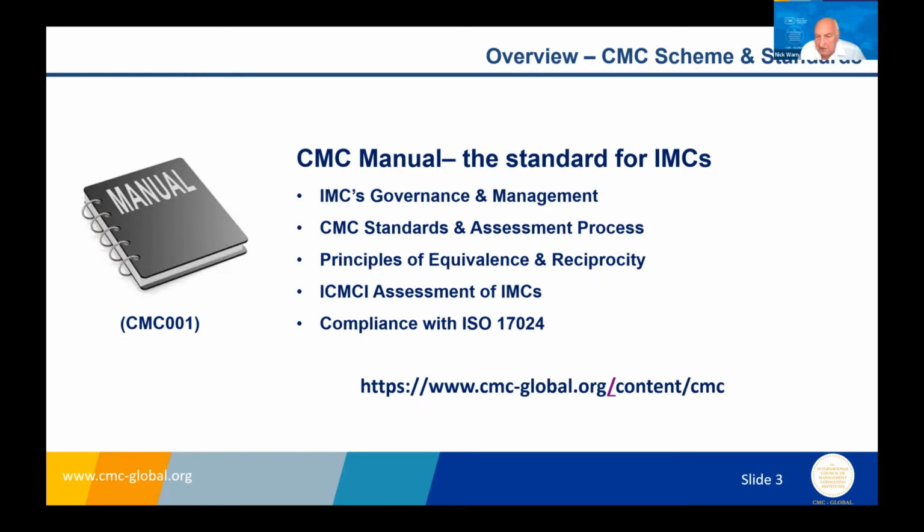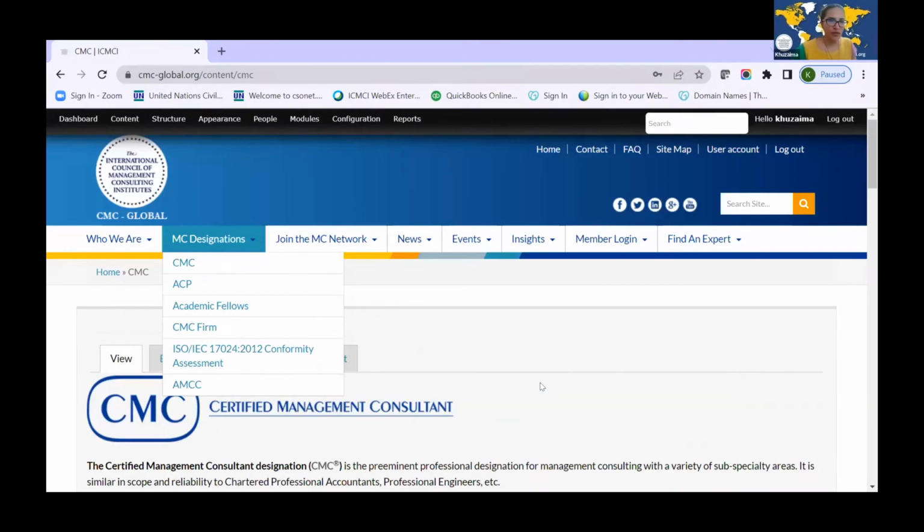Now, just to illustrate to you where these elements are on the website, Kazema is going to share her screen with you and show you the ICMCI website. Okay, hello everyone. I'm going to share my screen now. Okay. And of course, you need to go to ICMCI website, which is cmc-global.org. To log into the website, you have to go to the menu CMC designation, as you can see in my screen. Then go to CMC designation page.